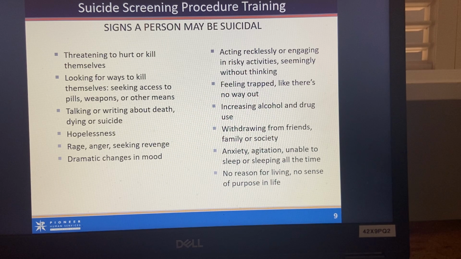Other signs include hopelessness, rage, anger, anxiety, and agitation. Again, a lot of those signs are very closely related to potential mental illness and or substance use that a person may be experiencing. It is in our best interest to pay attention to whether or not those symptoms are increasing at a level that is outside the norm of a person's day-to-day life. If it is dramatic, then we need to pay attention, because that may be a sign that a person is suicidal.